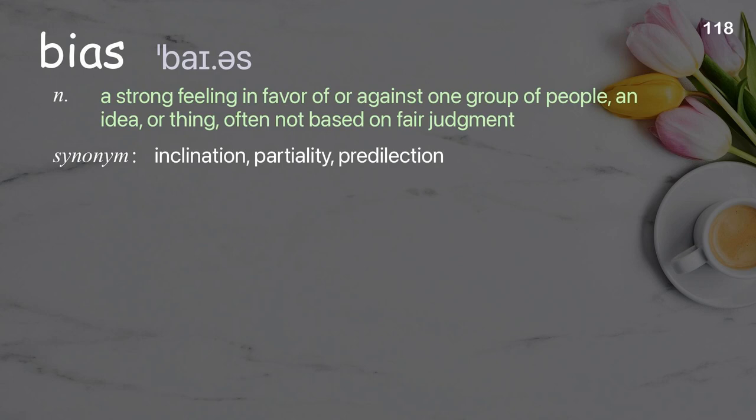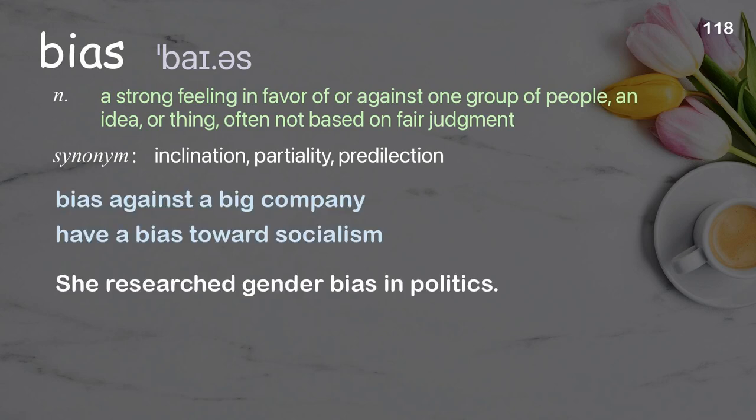Bias. A strong feeling in favor of or against one group of people, an idea, or thing, often not based on fair judgment. Examples. Bias against a big company. Have a bias towards socialism. She researched gender bias in politics.